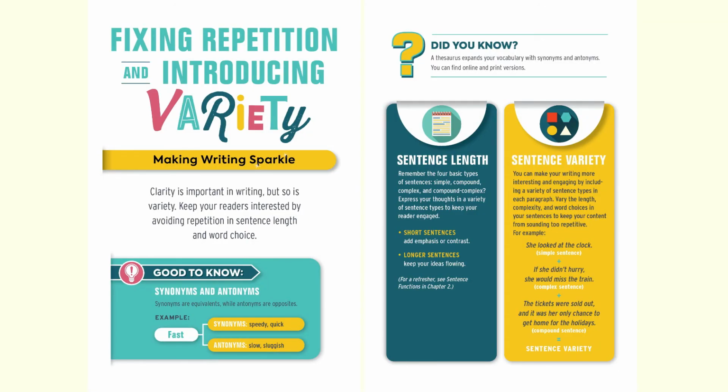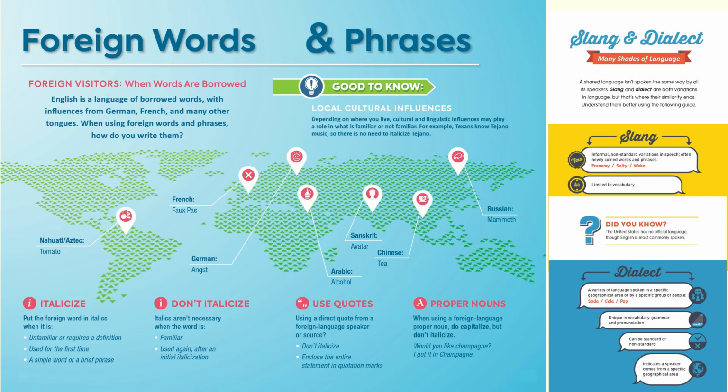Fixing repetition and introducing variety. Making writing sparkle. Clarity is important in writing, but so is variety. Keep your readers interested by avoiding repetition in sentence length and word choice.